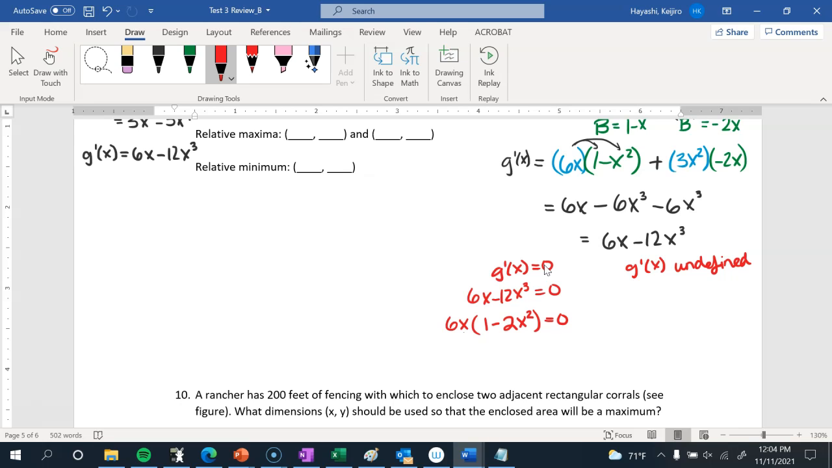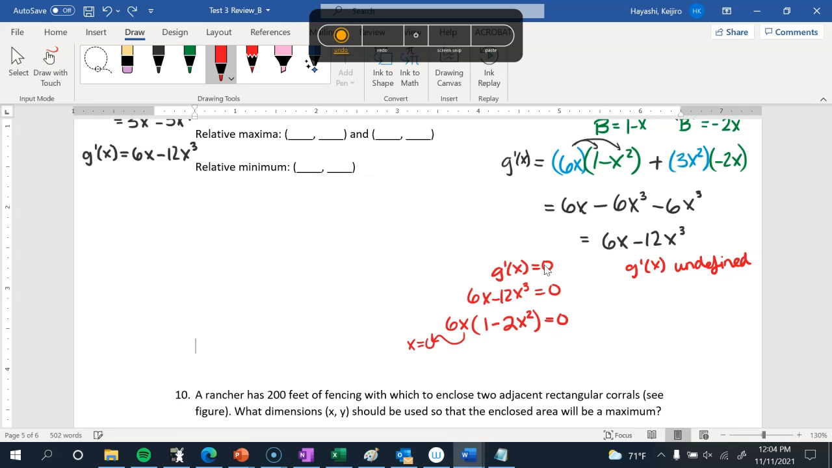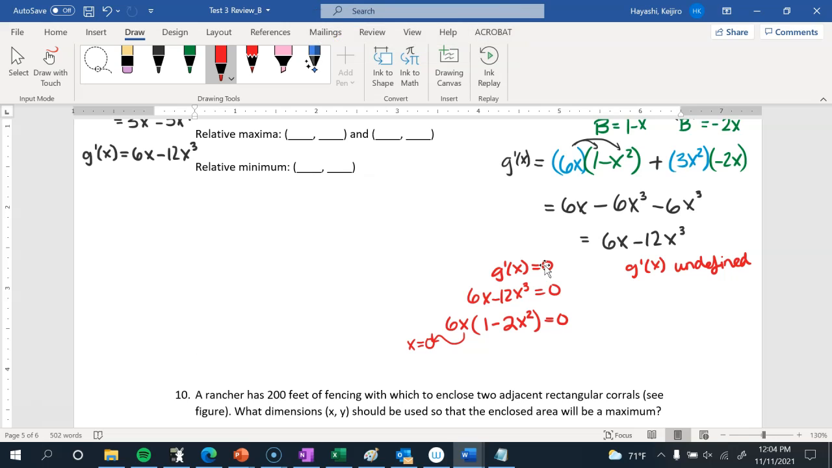Now, since this is a polynomial, you treat it like a polynomial and set each factor equal to 0 in order to solve for your solutions, right? Which in this case are going to be the critical numbers. Setting this x that's out front to 0 gives you the critical number x equals 0. Whereas setting this other factor, 1 minus 2x squared, equal to 0, you could add 2x squared to both sides. 1 equals 2x squared. Divide by 2.